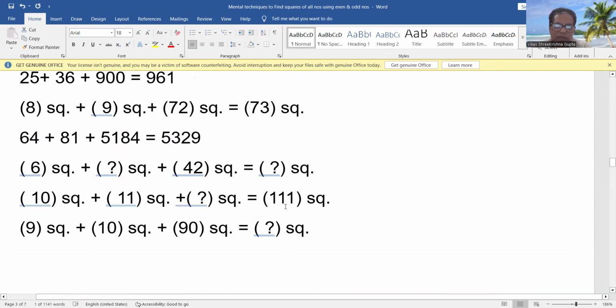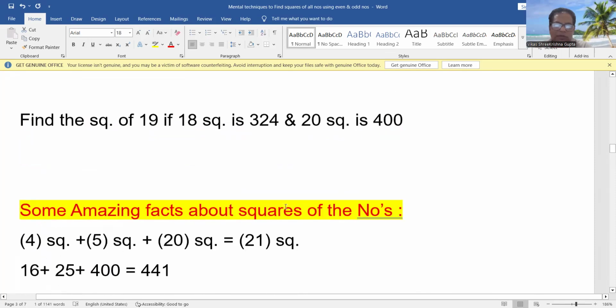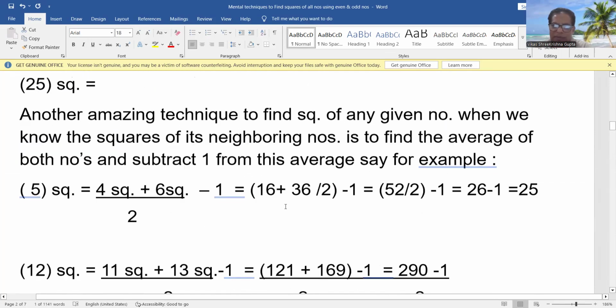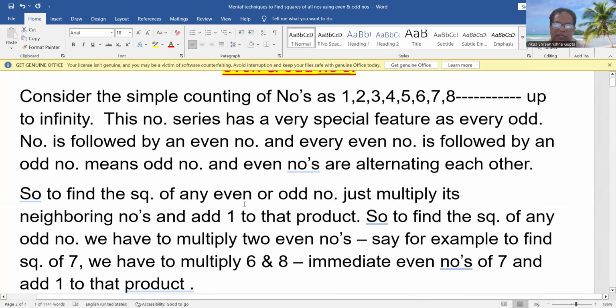So I hope that you must understand this wonderful concept of finding the squares of all the numbers using the concept of odd and even numbers, previous number square, and how to solve the equations of the square numbers. So thank you very much.